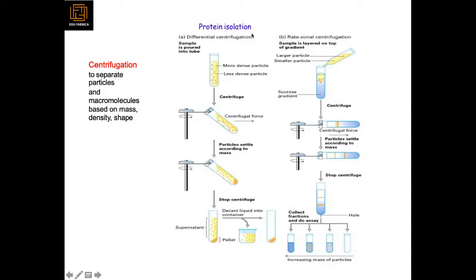In protein isolation you have more dense particles and less dense particles. You can centrifuge them, get a pellet, and then separate the supernatant and pellet parts. Or you can use a gradient. In the gradient you add a mixture of small and large particles and centrifuge them, and the particles settle according to mass. Then you stop the centrifuge, and you will have particles of increasing mass.